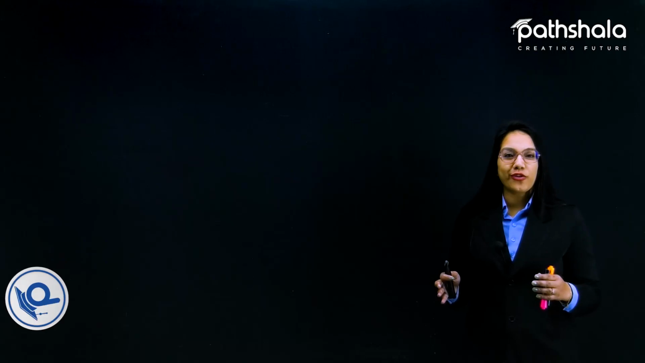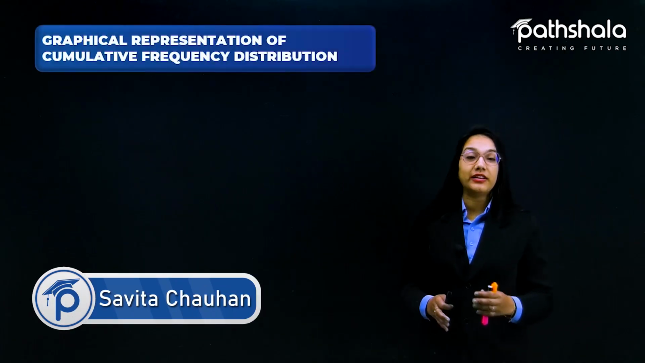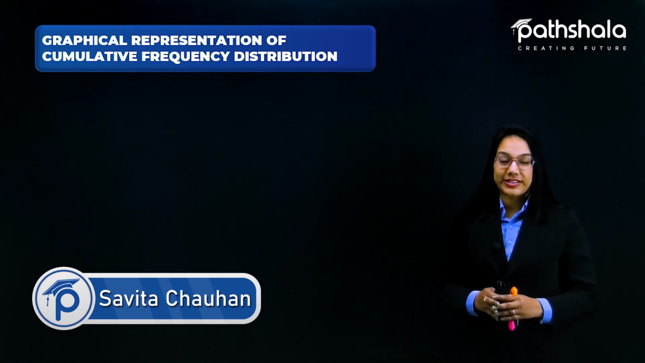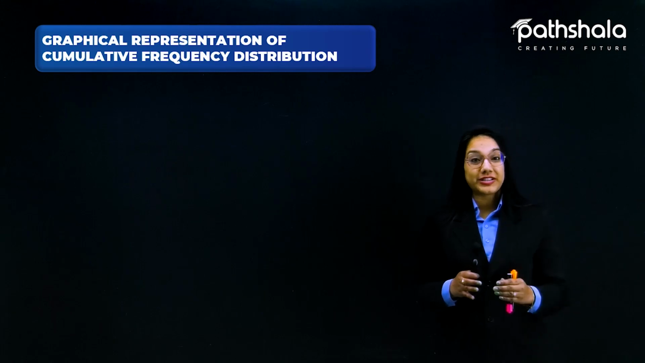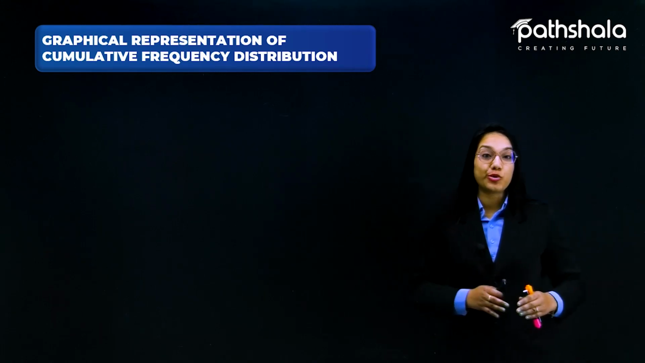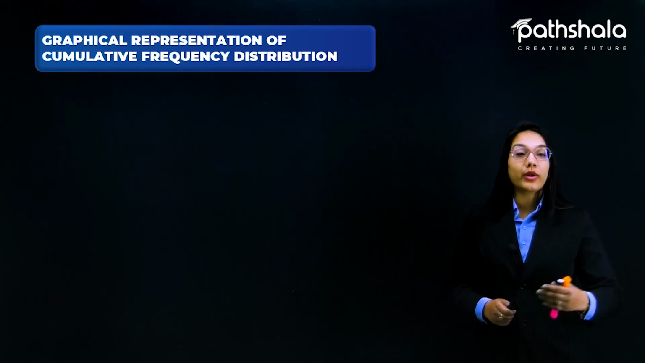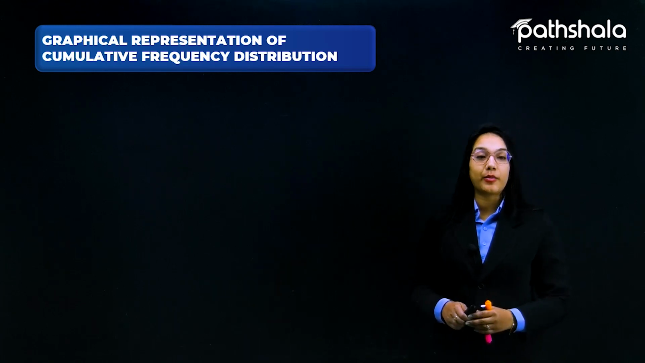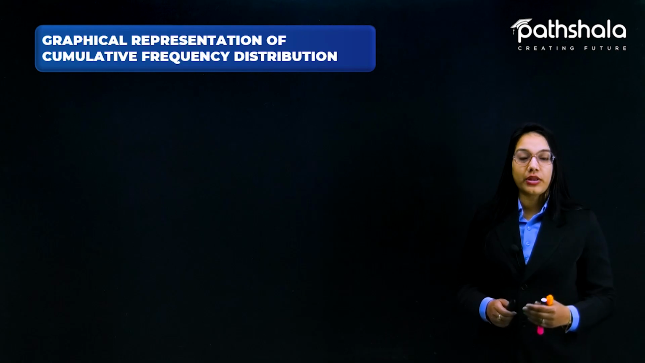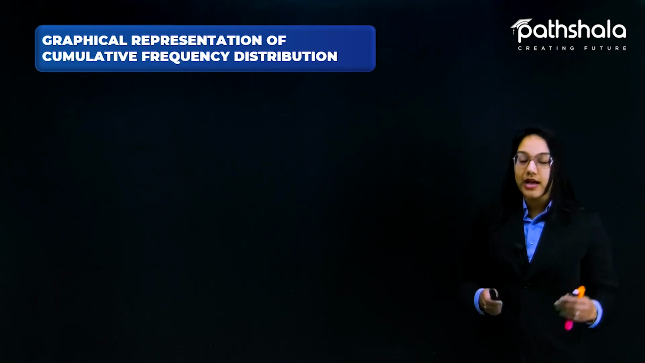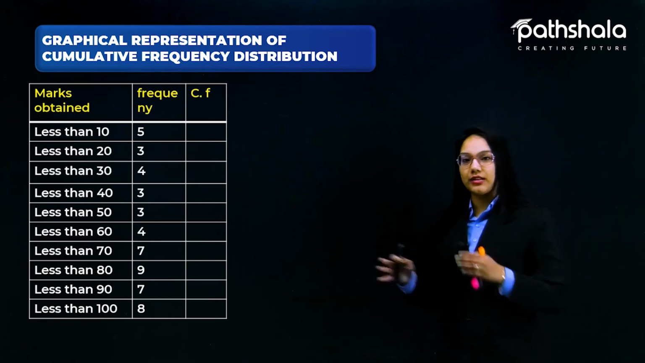So let's just move on further towards a new topic, which is all about the graphical representation of the cumulative frequency distribution. So now we will represent the cumulative frequency distribution in a graphical manner. So how can we do it? Let us suppose we are considering a particular example in which we have the data of the marks obtained by a class in a particular subject. So this is of this form.